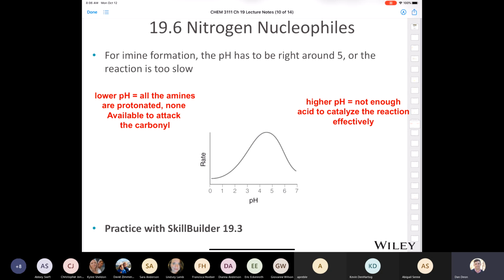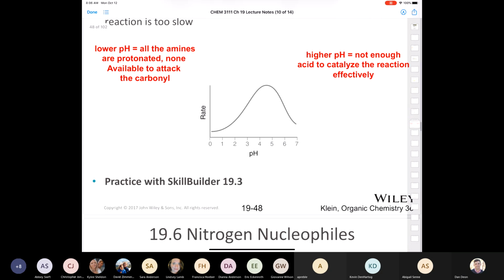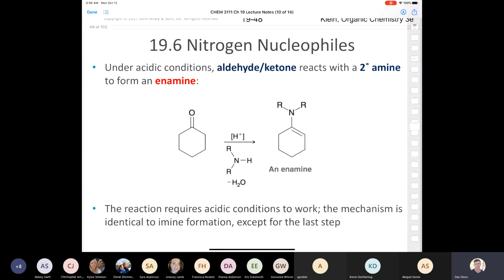But what you really need to know moving forward is that an acid catalyst plus a primary amine with an aldehyde or a ketone and the removal of water will give you an imine. Next, we're going to look at a new functional group called an enamine.